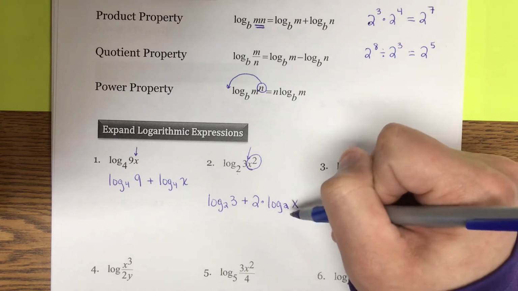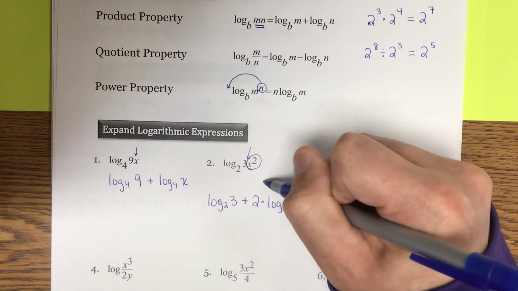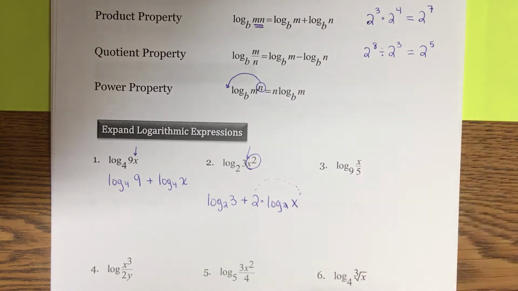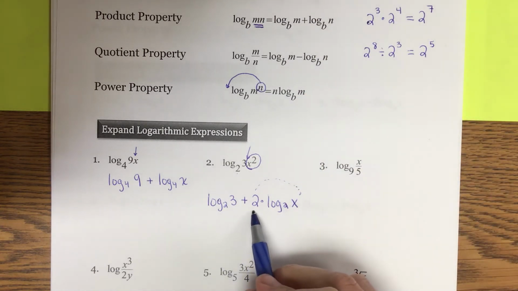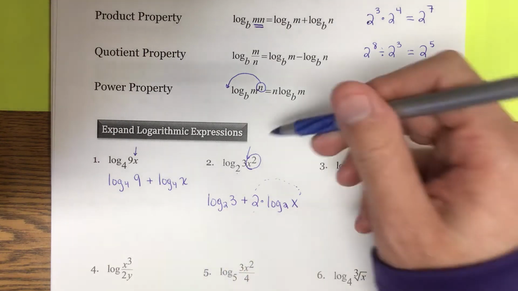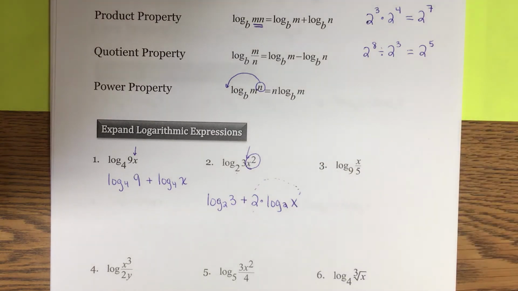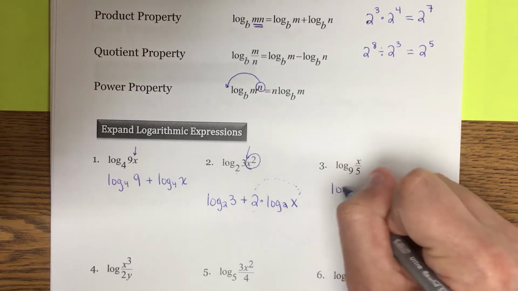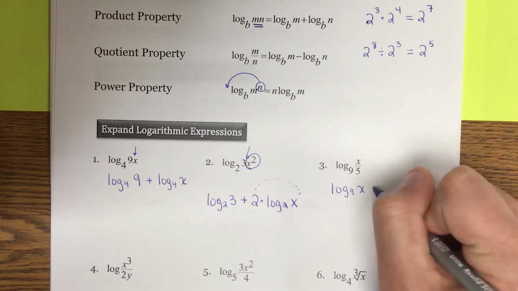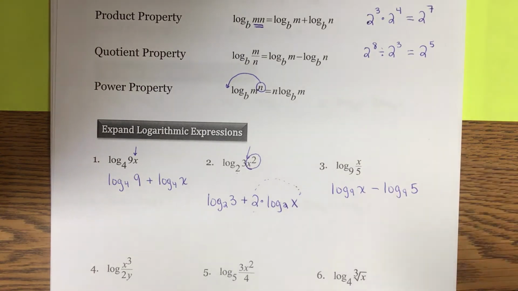So instead of writing an x squared here, I basically just took that square and I moved it out front using the power property. But you'll notice it just goes out front of this logarithm. It doesn't go out front of the whole expression because the power of 2 is just on the x. It wasn't on the 3. For number 3, you would just have log base 9 of x minus log base 9 of 5. And that's just the quotient property.